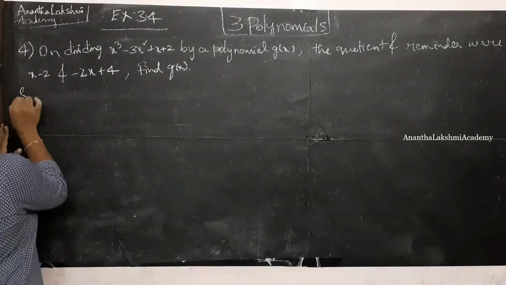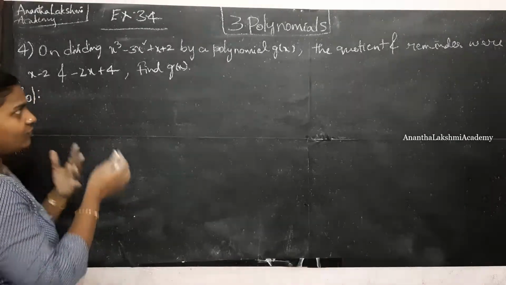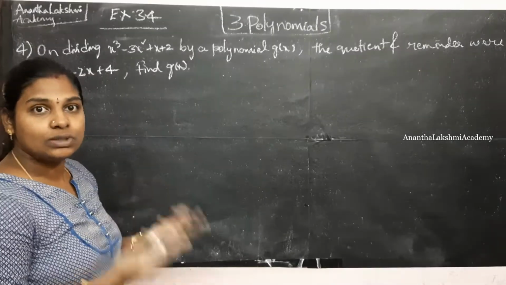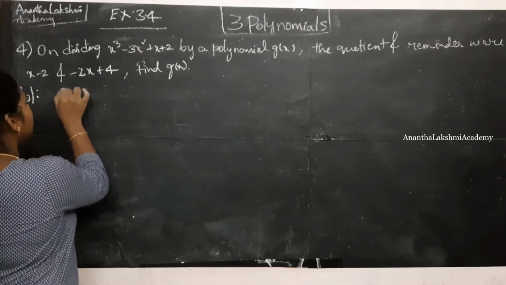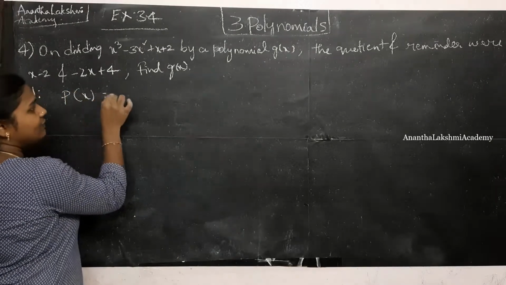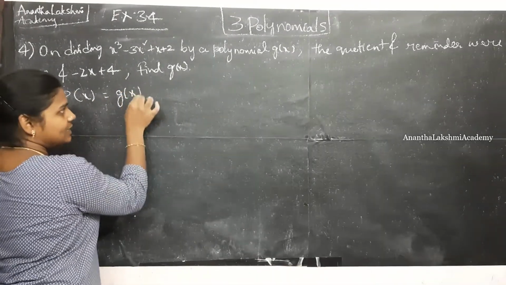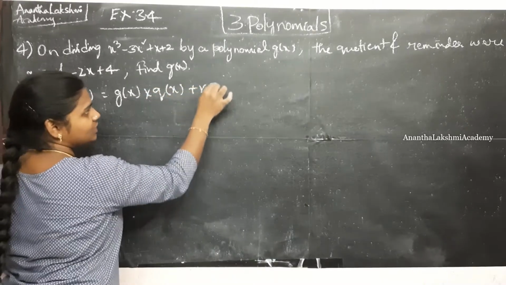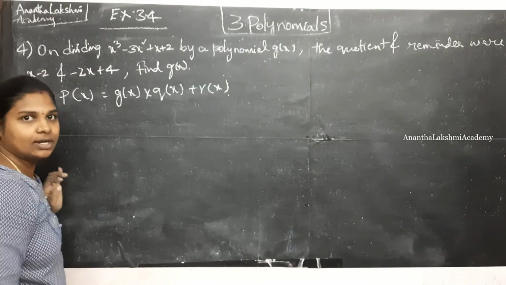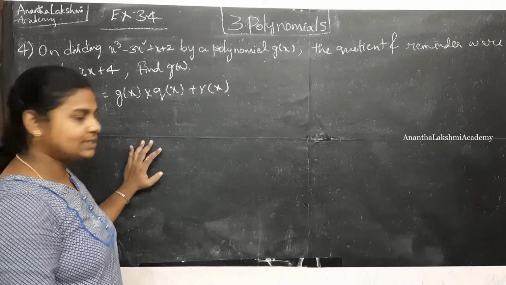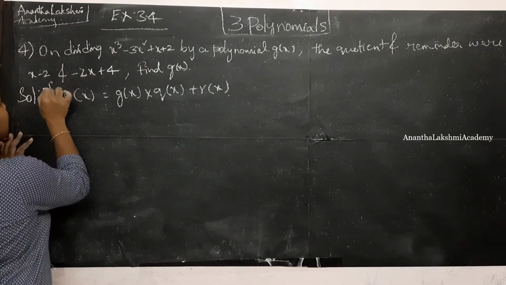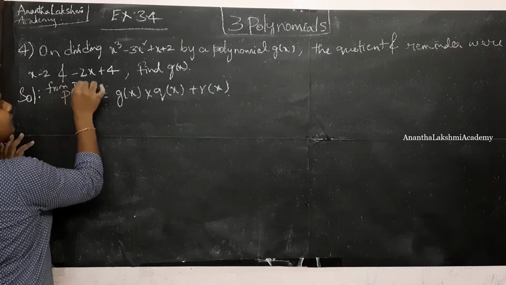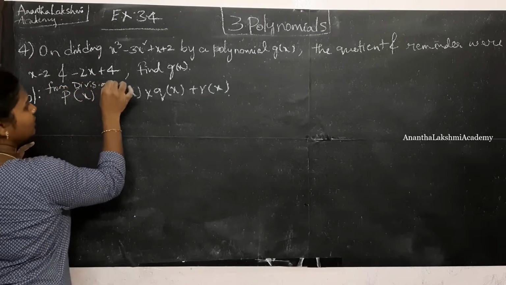Okay, so even before trying to figure that out, what is the rule that we have learned? For a polynomial p of x, when it is divided by g of x, there exists a quotient q of x and a remainder r of x such that this is the division algorithm of polynomials.